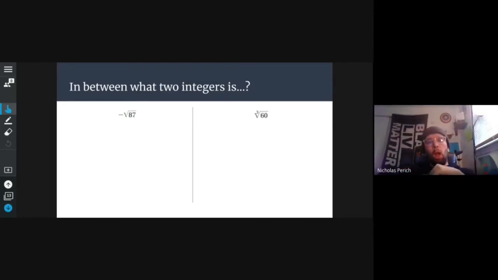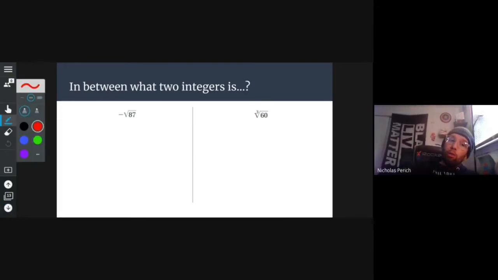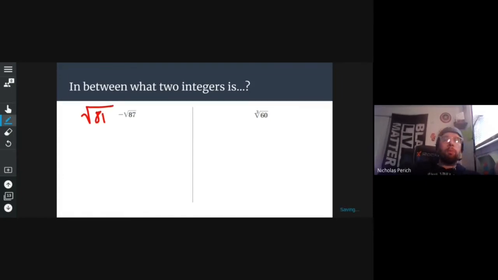I don't know what the square root of 87 is, but I do know what the square root of 81 is. And I do know what the square root of 100 is. And let's throw negatives in front of them. And so that's negative 9 and negative 10.